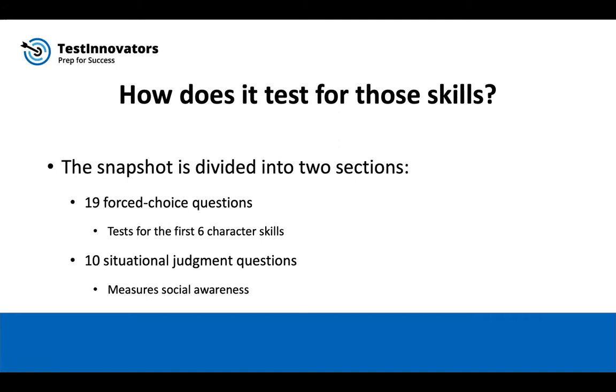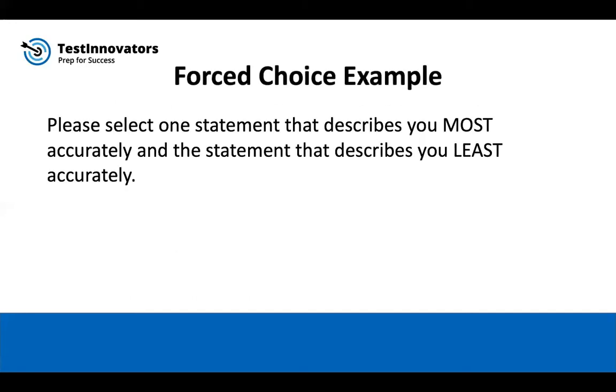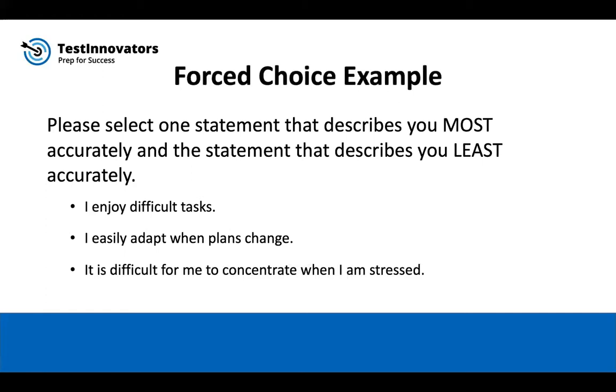Now, what are those types of questions? Let's take a look at a couple examples. For the forced choice questions, you are given 3 statements, and you select the one that describes you most accurately and the one that describes you least accurately. Essentially, you're ranking them from most like me to least like me. The 3 things might look something like this: I enjoy difficult tasks. I easily adapt when plans change. And it is difficult for me to concentrate when I'm stressed.